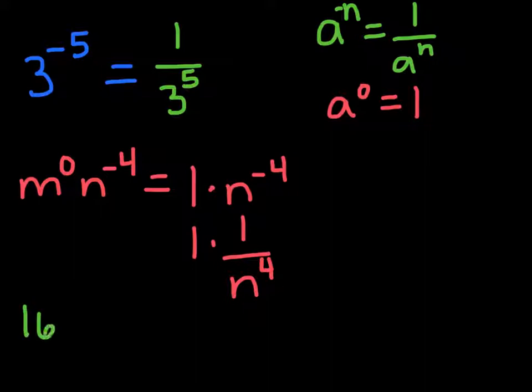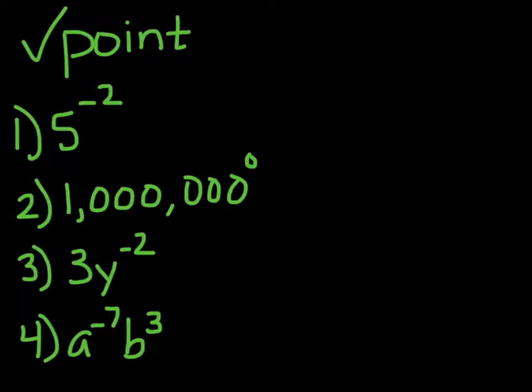16 x to the negative 6th y. If we want to rewrite this using only positive exponents, it would become 16y over x to the 6th power. Practice applying these laws on your own now. Rewrite each expression using only positive exponents. Press pause while you work and come back for the next idea when you're ready.